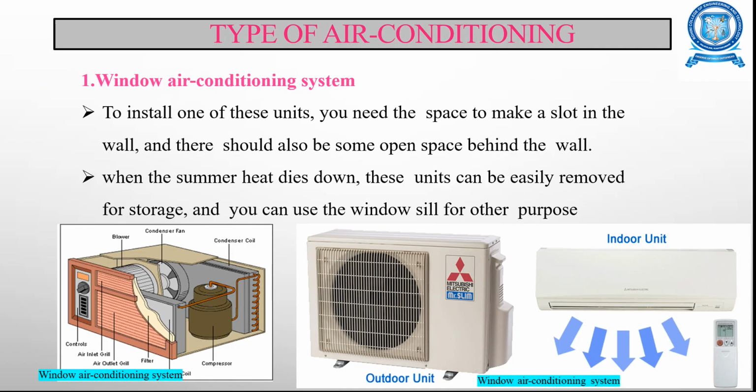So normally, in air conditioning systems, we have two types. That is the window air conditioning system, and here you can see from the figure.